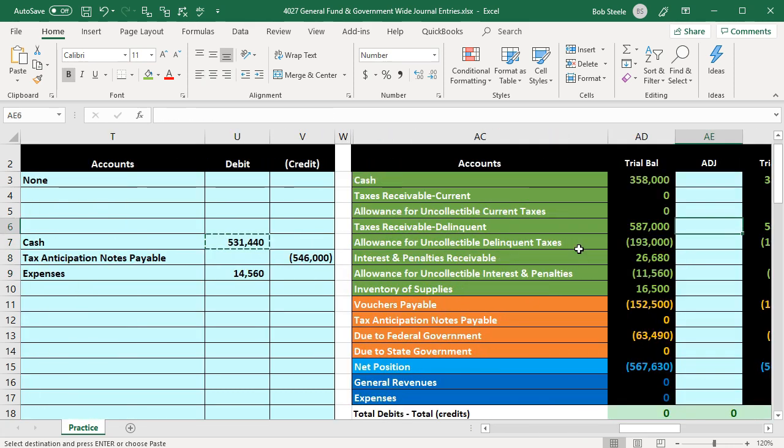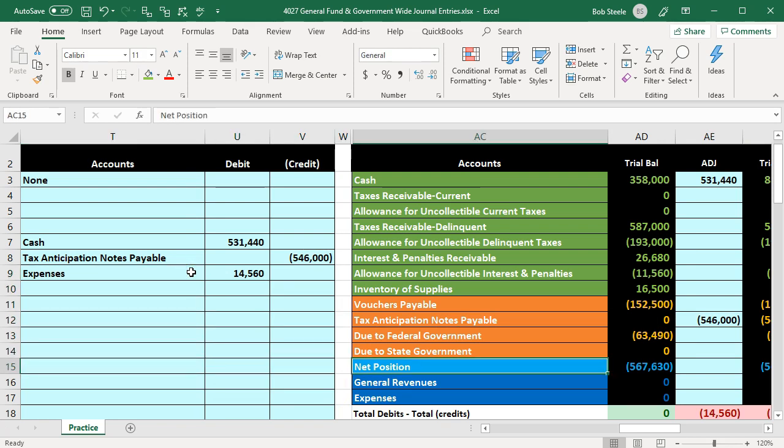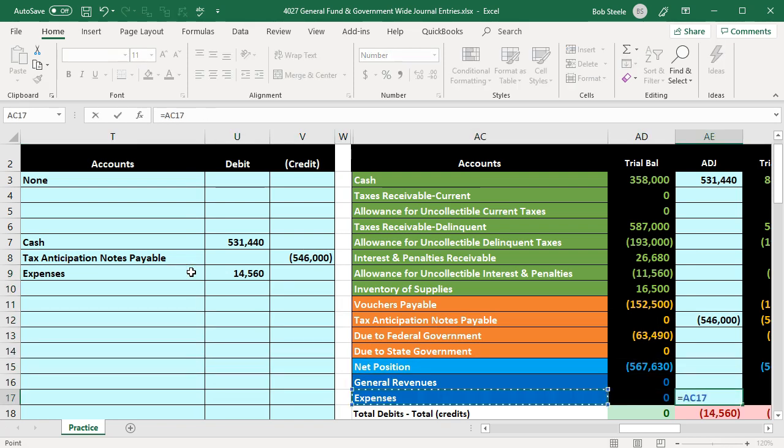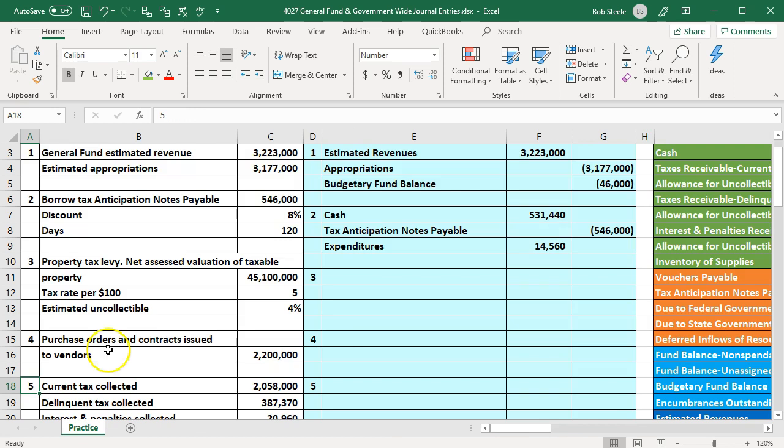It'll look much the same in the recording. We're in cash in AE3 equals, and we're going to pick up that 531,440. Here's the tax anticipation note. We're going to be here in AE12 equals, picking up the tax anticipation note, and then the expenses down below. And the expenses is going to be equal to the 14,560 there. That puts us back in balance. Let's see what we have next.